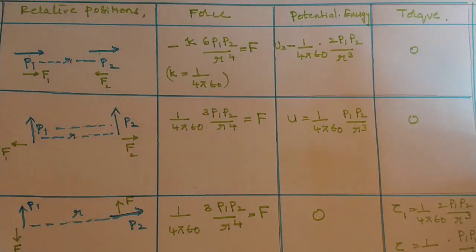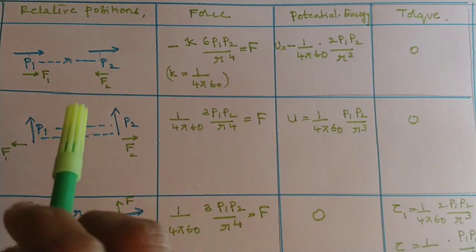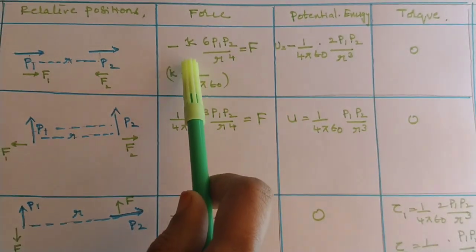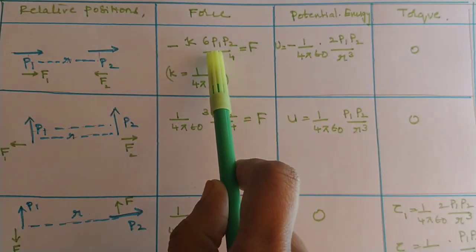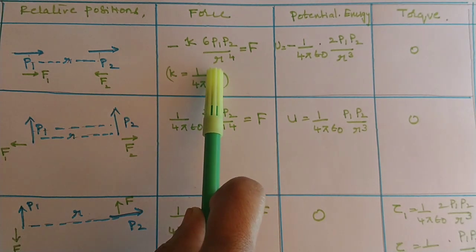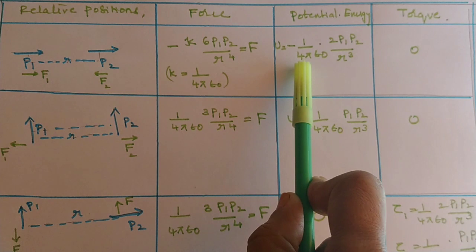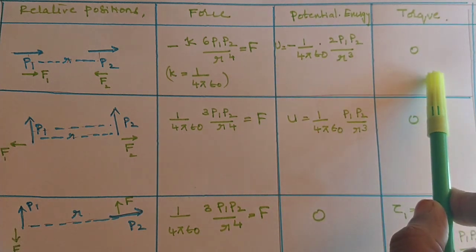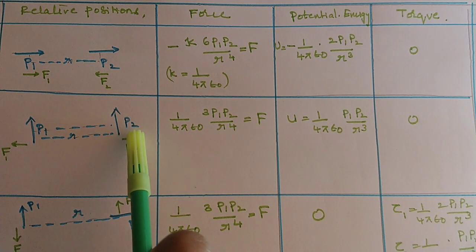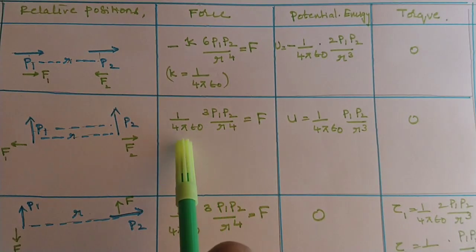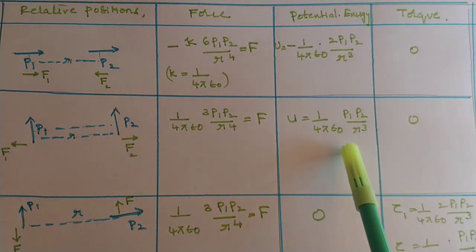Okay, now look at this table which sums up all the three different cases of dipole and dipole interactions. So when the two dipoles were along x-axis, we have calculated the force, which is 1 by 4 pi epsilon naught 6 P1 P2 by R to the power 4. Potential energy was 2 P1 P2 by R cube into K, whereas torque was 0. If two dipoles are along this direction, the force was 3 P1 P2 by R power 4 into 1 by 4 pi epsilon naught. Potential energy was half of this.